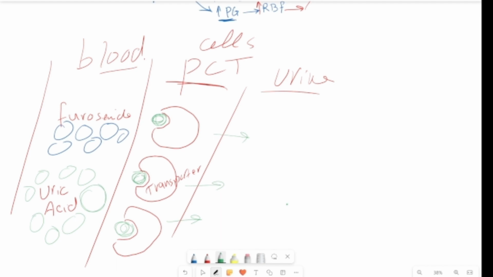So you can imagine, okay, this is another one here. Now the transporter will be occupied by furosemide, and furosemide will be eliminated in the urine through the PCT. Furosemide will prevent active secretion of uric acid, not allowing uric acid to bind to the transporter and be eliminated. For this reason, uric acid will increase in the blood.